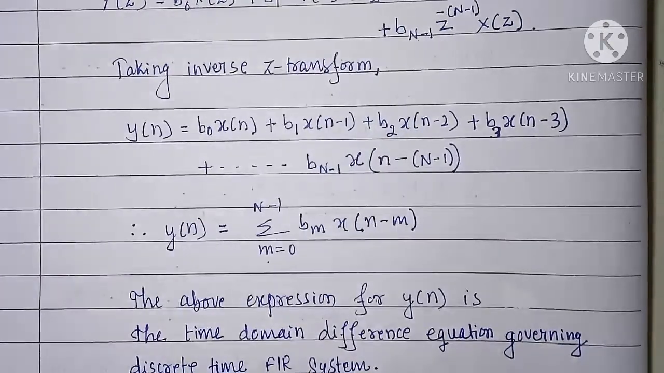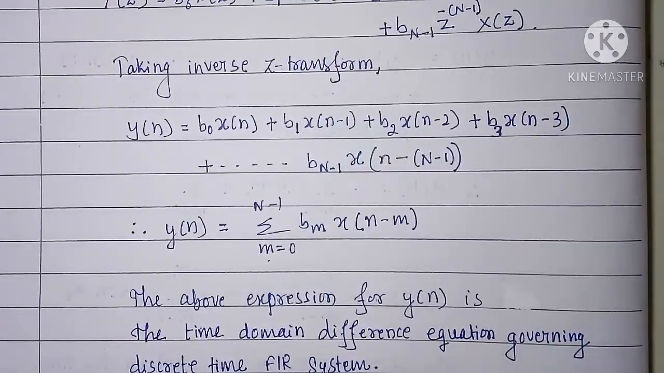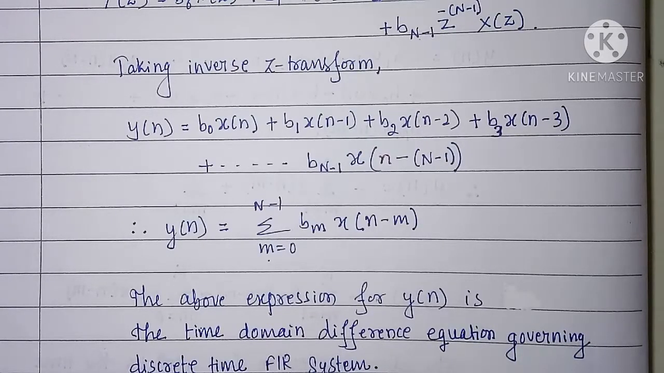These IIR systems and FIR systems may be represented with the help of block diagrams. And representation of these H of z and y of n by means of block diagrams is called as realization of a digital system.